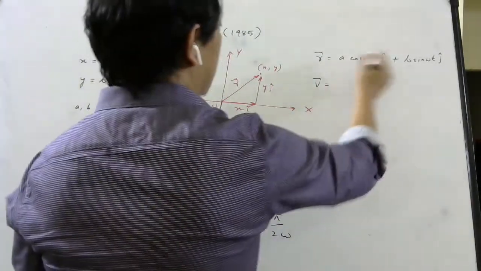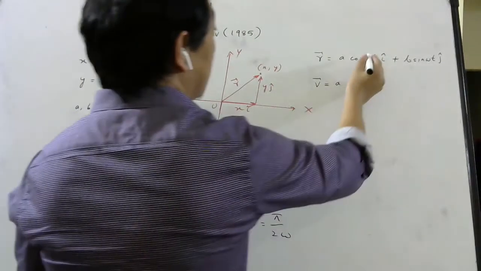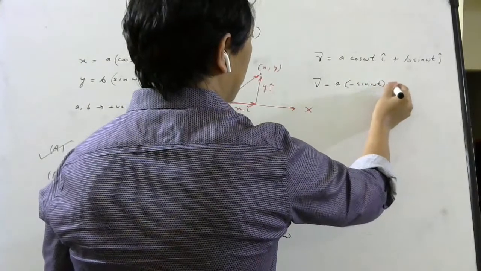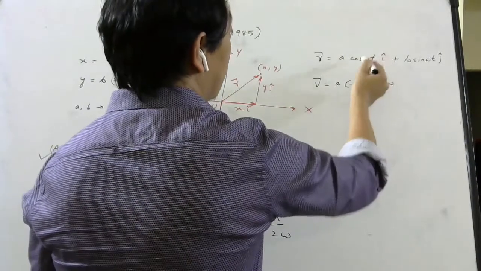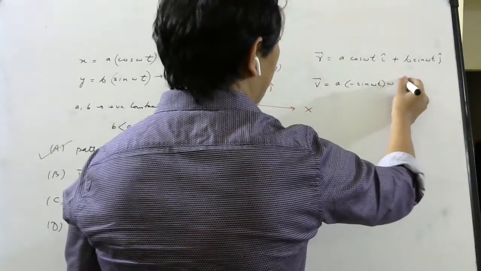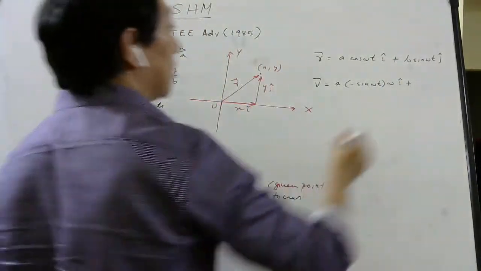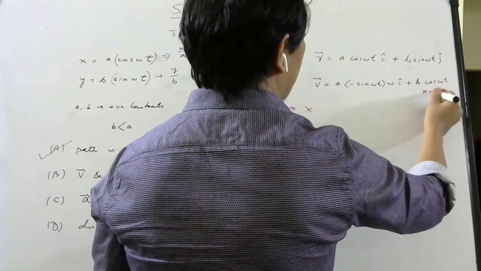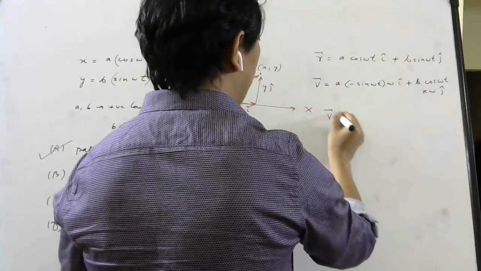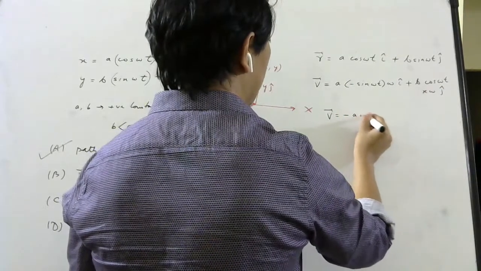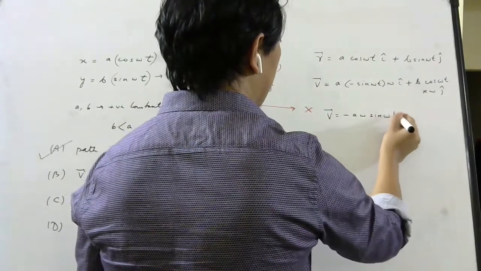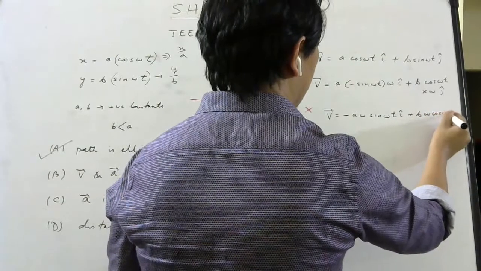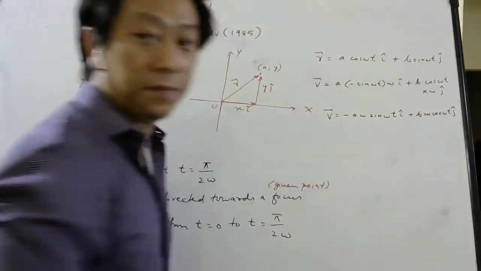The derivative of this: a is constant, so it will come out. The derivative of cos omega t is minus sin omega t times omega. Generally you have to differentiate omega t once more. Plus the differentiation of b sin omega t: b will come outside, cos omega t times omega j cap. So the velocity vector will be minus a omega sin omega t i cap plus b omega cos omega t j cap.